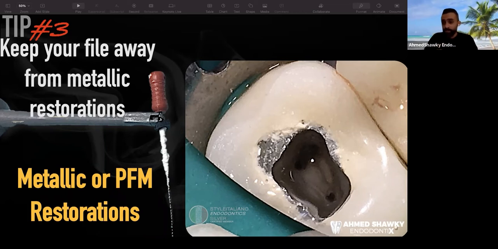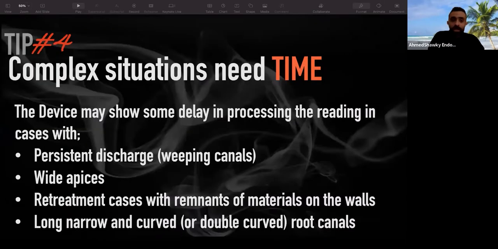The first easy tip is to use flowable resin composite, without etching or bonding, on the metal rim, and then you start your working length determination step. This is the easy one. Another thing is to wrap sterile Teflon tape on the coronal part of the file so it isolates. So it's all about isolating the metal of the restoration from the metal of the file so as to achieve a reliable reading.